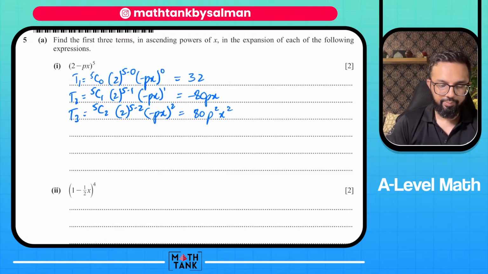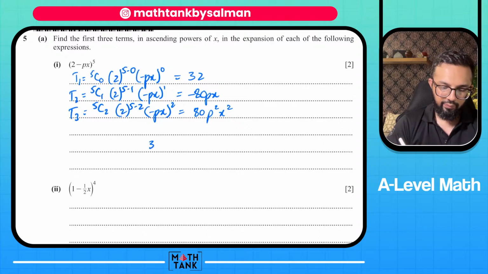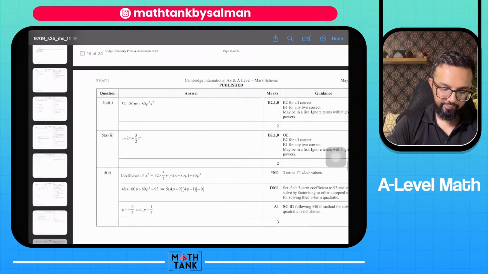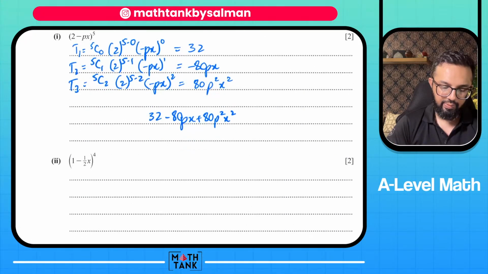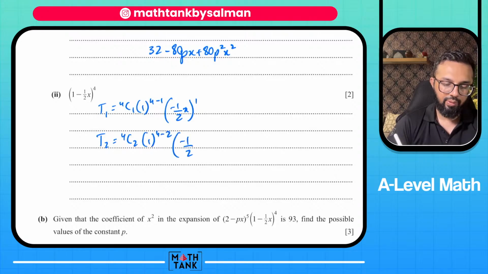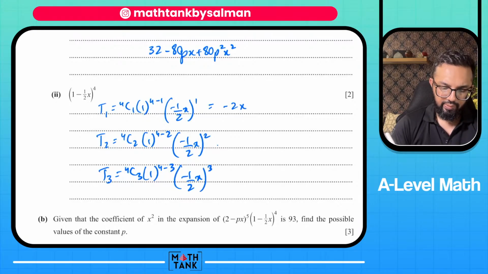Okay, let's check if that is indeed correct. Yeah, that is correct. Let's try out this one. Again, the first three terms. So 4c1, 1 power 4 minus 1, minus half x power 1. Term number 2, 4c2, 1 power 4 minus 2, minus half x power 2. Number 3, 4c3, 1 power 4 minus 3, minus half x power 3, minus 2x.